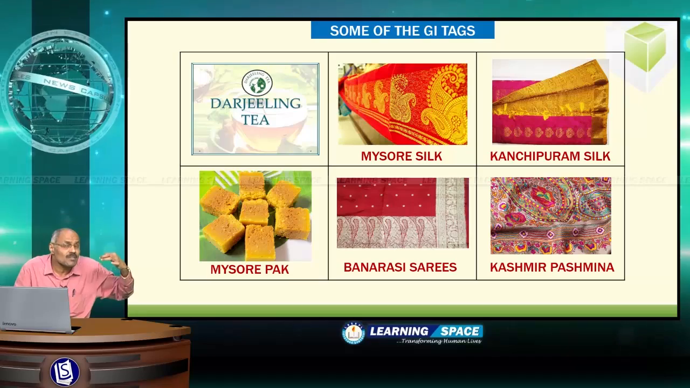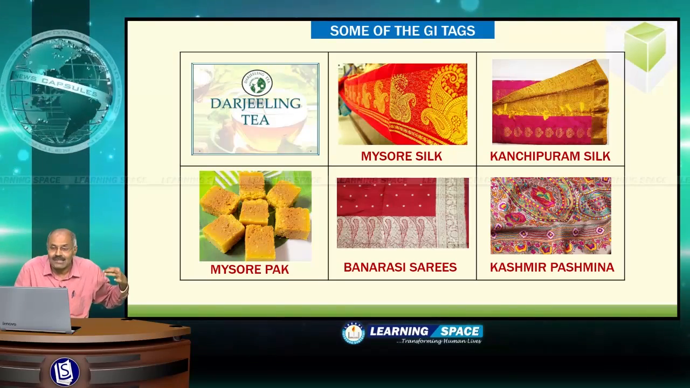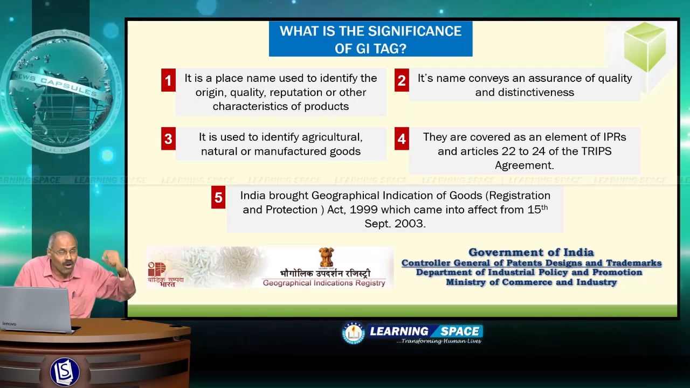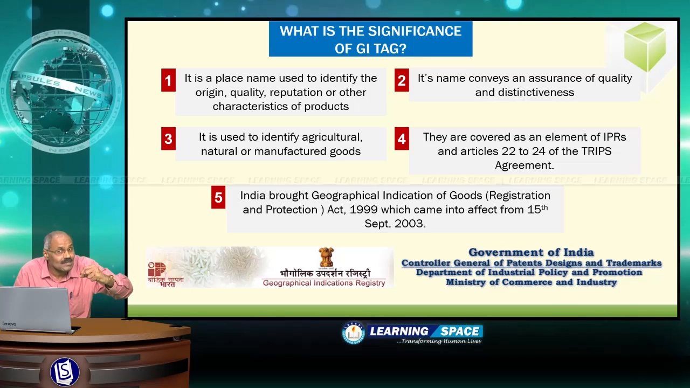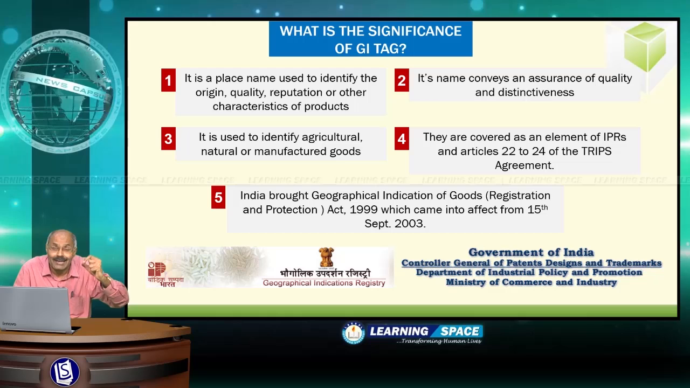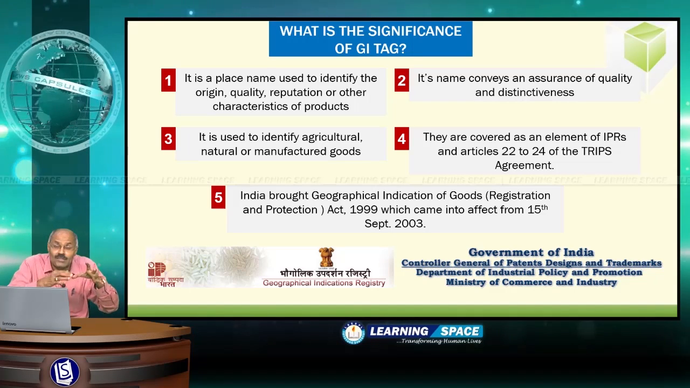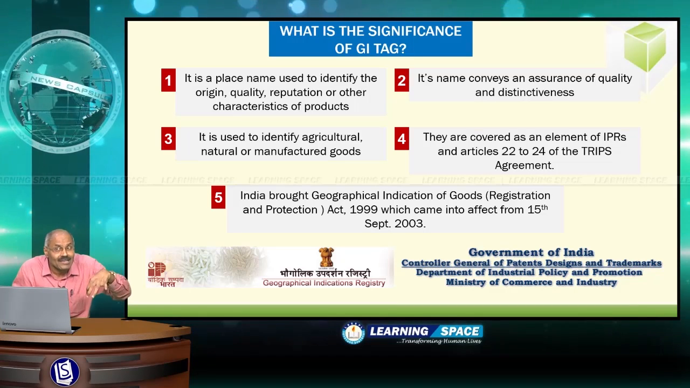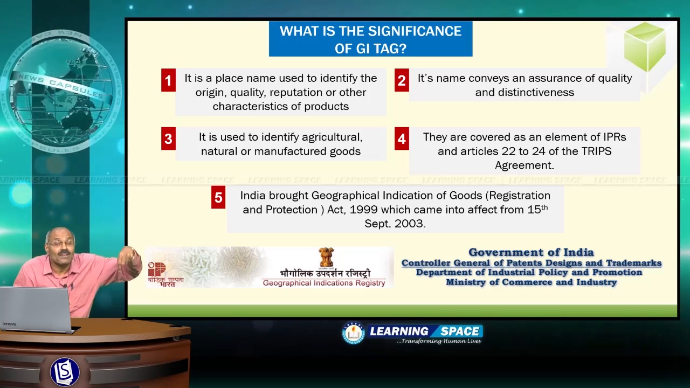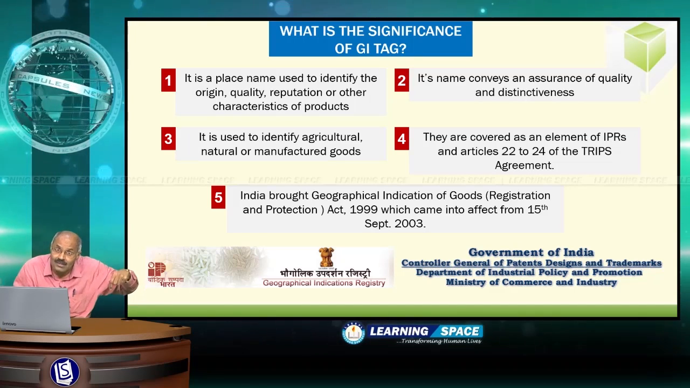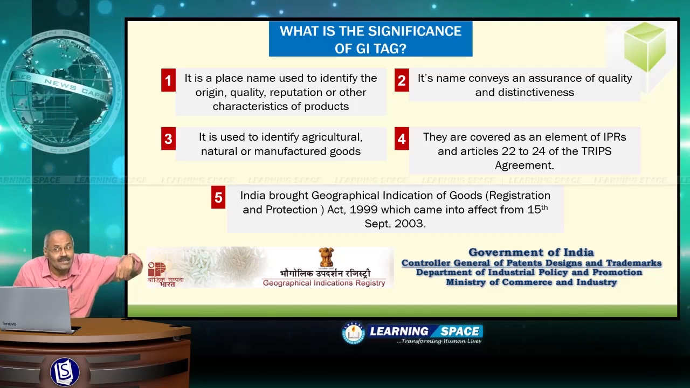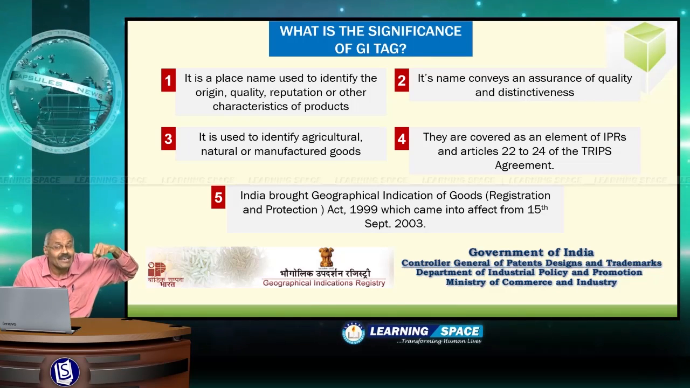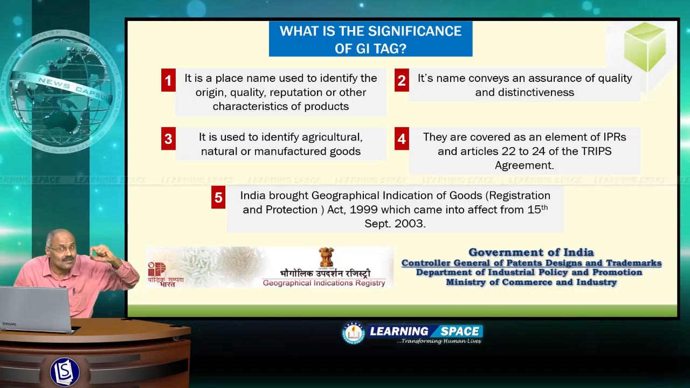And you may ask, what is meant by geographical indication? This is basically a place name used to identify the origin, quality, reputation. This is very important. Origin, quality, reputation are evident if you see the origin of that particular product. So, geographical indication is given by the Geographical Indications Registry, that is very important, and this is under the Controller General of Patents, Designs and Trademarks, which is under the Ministry of Commerce and Industry, right? So, this is very important.